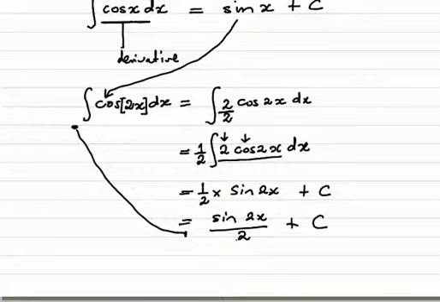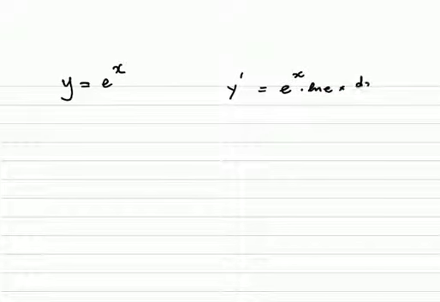Now, let's explore this further with some other functions. Let's think of a function like the exponential function. What we know about the exponential function, let's start with the natural base e to the power of x. We know that the derivative is equal to e to the power of x multiplied by ln of the base multiplied by the derivative of the argument. And taking it generally, we'll say y equals e to the power of f of x.